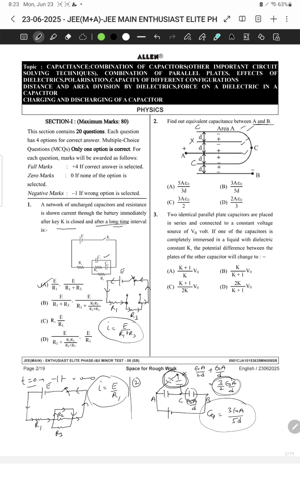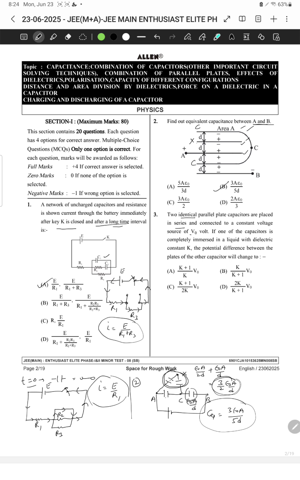Right, so option B is correct. Let's come to the third question. Two identical parallel plate capacitors are placed in series and connected to a constant voltage V0. So they are identical, that means the voltage drop will be equal, V0 by 2, V0 by 2.